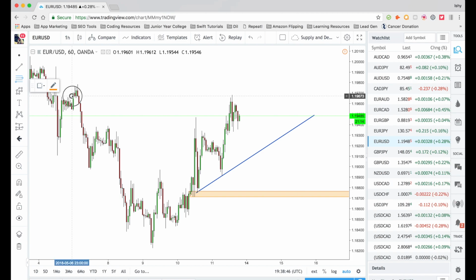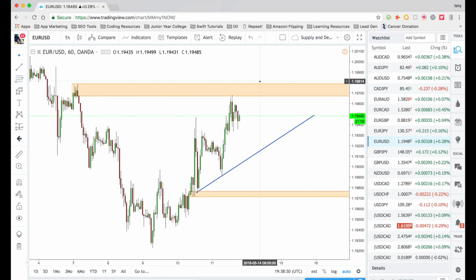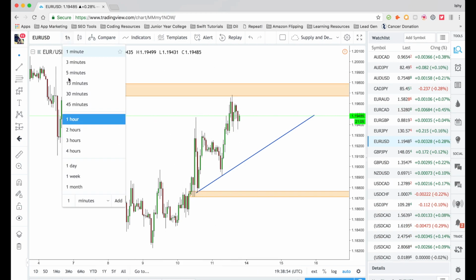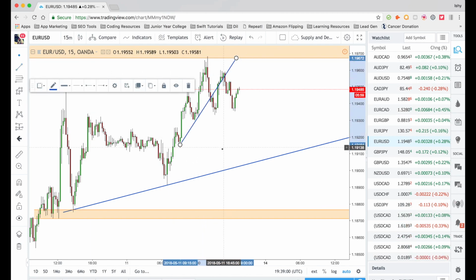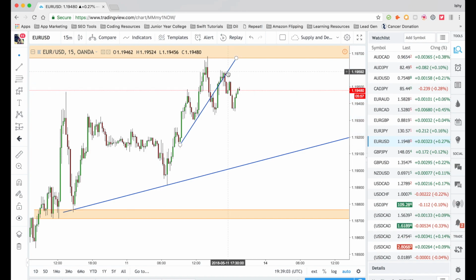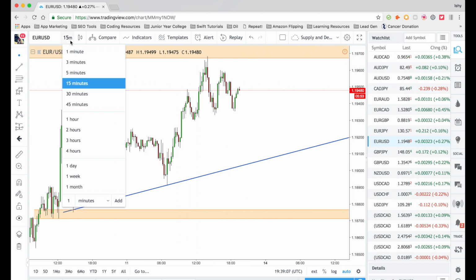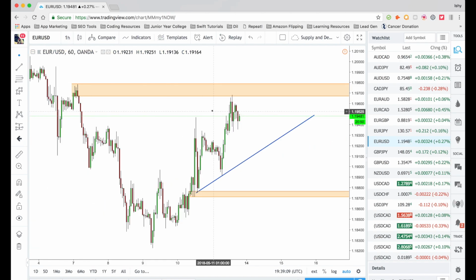Now, right here is a crucial supply zone. Let's see if buyers can smash through it. Now, this would be a great example of us dropping down to the 15 minutes time frame and seeing if the trend has changed. Right off the bat, I can see that we are in a sideways market on the 15-minute on the Euro USD, meaning that, hey, sellers might just be able to turn this thing around.